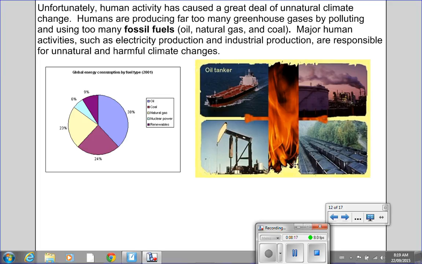So all of these activities here, oil tankers, factories, drills, burning coal, all of those are adding to the greenhouse effect.